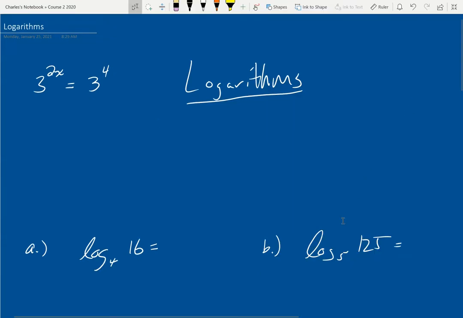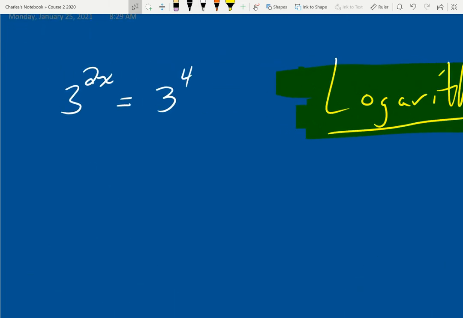All right, today is an exciting day because I'm going to be teaching you about that thing that you've just been dying to learn about for weeks now. And that thing is called logarithms. Okay. And we've actually sort of done logarithms before because we've solved exponential equations in the past.